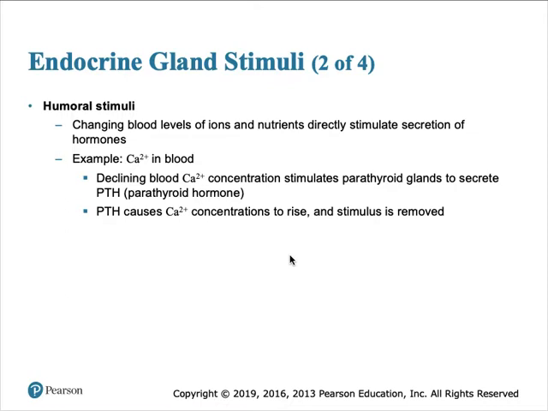In the case of humoral stimulus, changes in blood levels of a different ion or some kind of nutrient directly cause the stimulation of secretion of a hormone. For example, the less calcium you have in your blood, the more it's going to cause the release of parathyroid hormone from the parathyroid gland. Parathyroid hormone causes calcium concentrations to rise, and once there's more calcium in the blood, there's no longer a stimulus to secrete parathyroid hormone. That's an example of the negative feedback that exists in the case of a humoral stimulus.